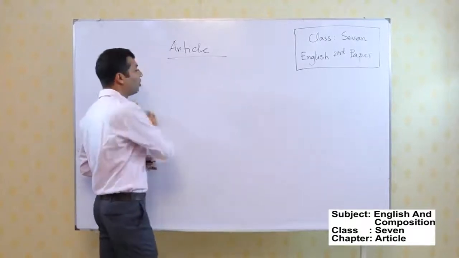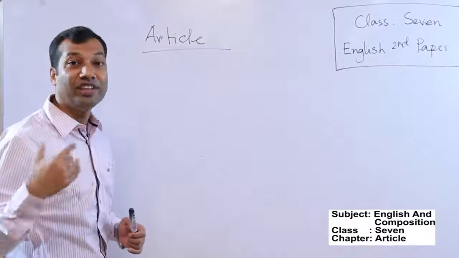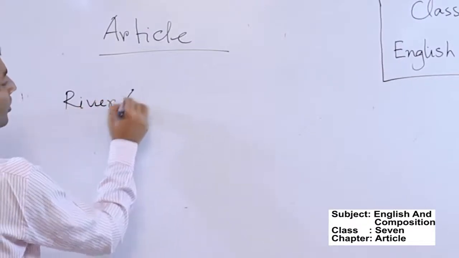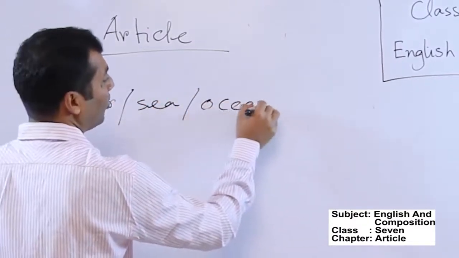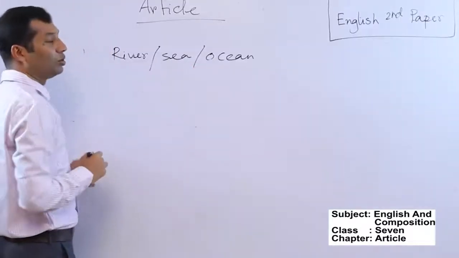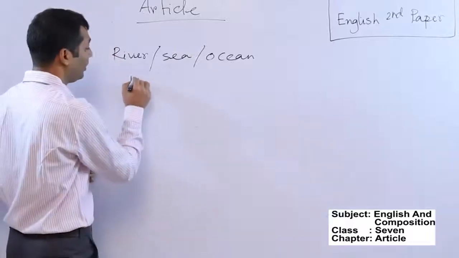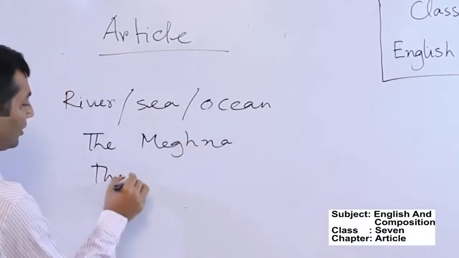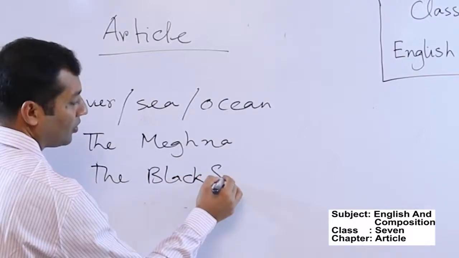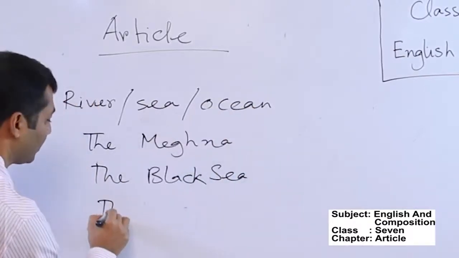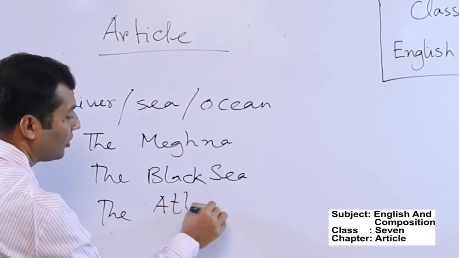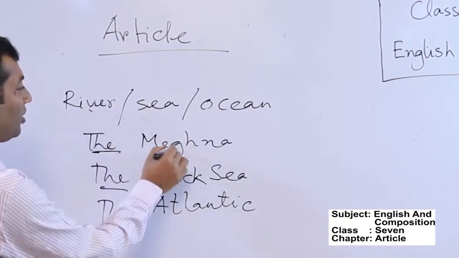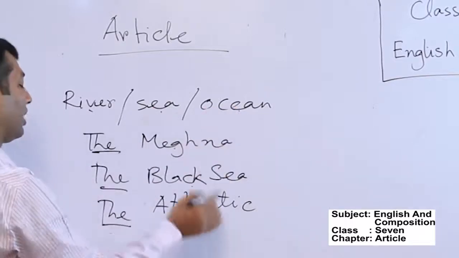Now the is used before the name of any river, sea or ocean. Before the names of these things, you must use the article the. For example, the Meghna, the Black Sea, an ocean, the Atlantic. So you need to use the article the before the names of rivers, seas and oceans.